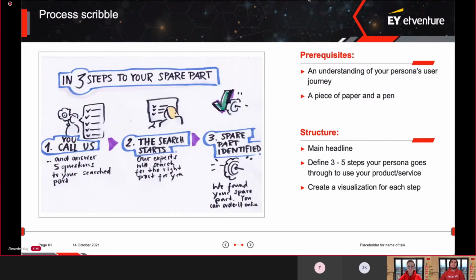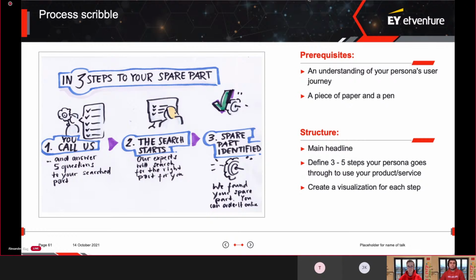The second one is the process scribble. So think of understanding the persona's user journey. We heard from Philip that you should think about which part of the process, what the situation is, and what the persona lives through when he goes through a process or a service at the moment.